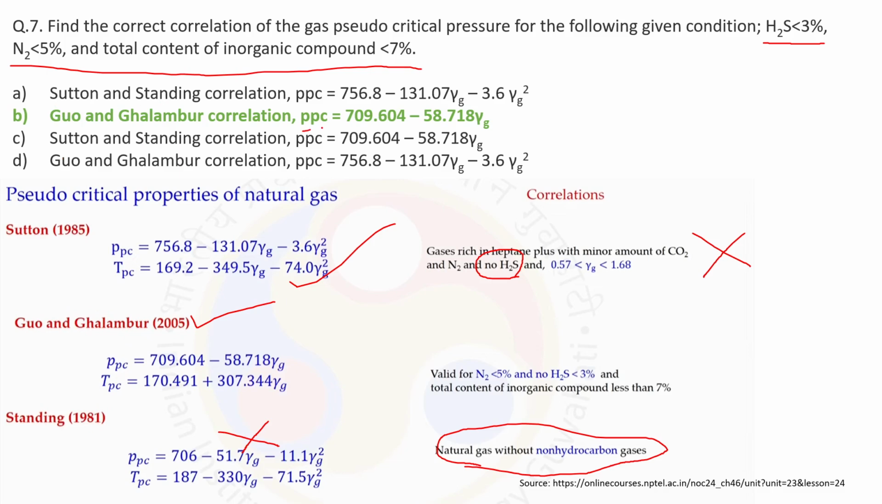Now we have to see the equation for the pseudocritical pressure. The equation for pseudocritical pressure gives 709.604 minus 58.718 gamma G. So when we correlate, you can see option D is the correct one, which has the correct name of the correlation and also the correct equation for the correlation.